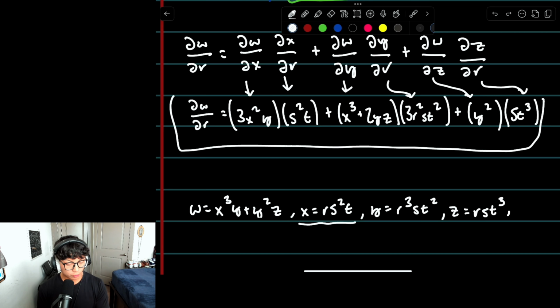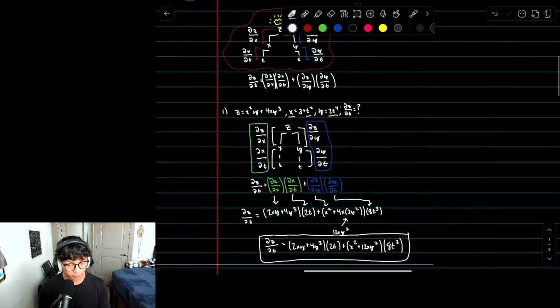And that is how you do the chain rule with partial derivatives in one variable, given one variable, and three variables.